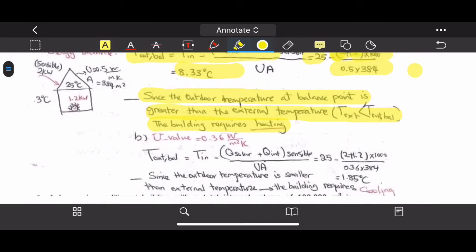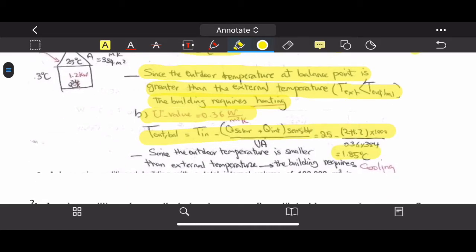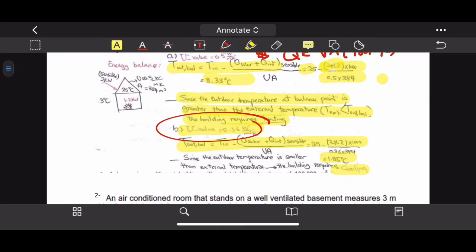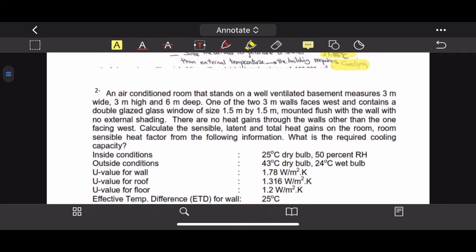Next, if we change the U value to 0.36 W/m²·K and put all that into the equation, the final answer is 1.85. That means if the energy leaving the house is smaller, the house is nicely insulated, so the room is going to get hotter and hotter, and the room requires cooling. So the U value is important when you design a house and you want it to be comfortable, easy to maintain, and maybe cheap. Which one comes first is most important.